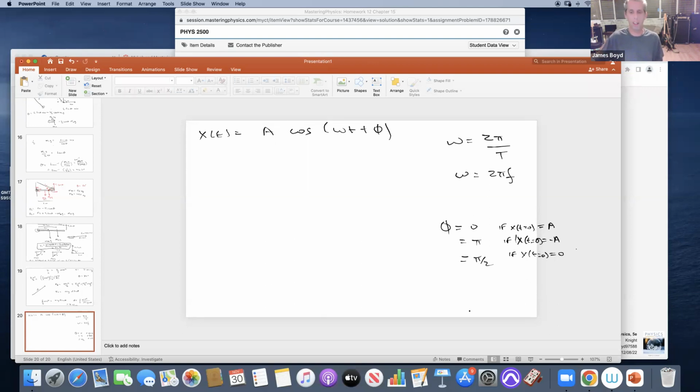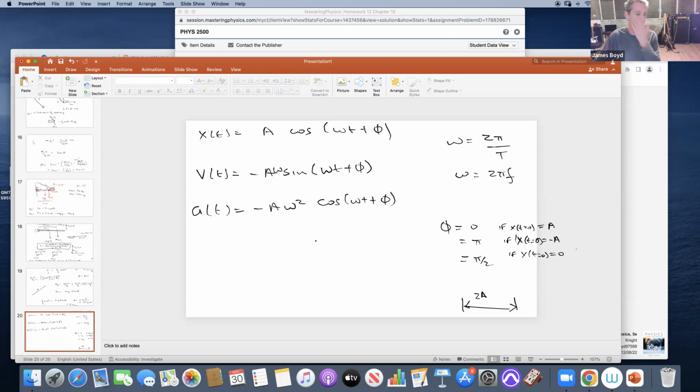A is half of the displacement. So the max change is 2A. Or we can find it the following way. So v of t is negative A omega sine of omega t plus phi, and a of t is negative A omega squared cos of omega t plus phi. Now, v max happens when this is equal to 1. So v max is A omega. And a max, the maximum acceleration, is A omega squared.